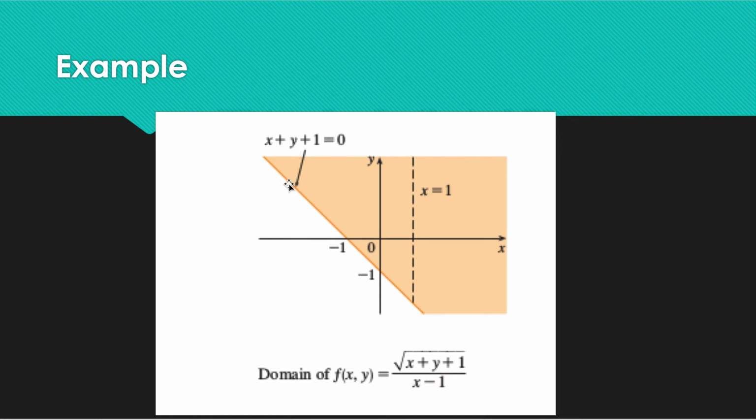And if I were to find the equation of this line, it would be where x plus y plus 1 is 0, because there's 0 height. So I would say x plus y plus 1 equals 0 because there's no height involved there.